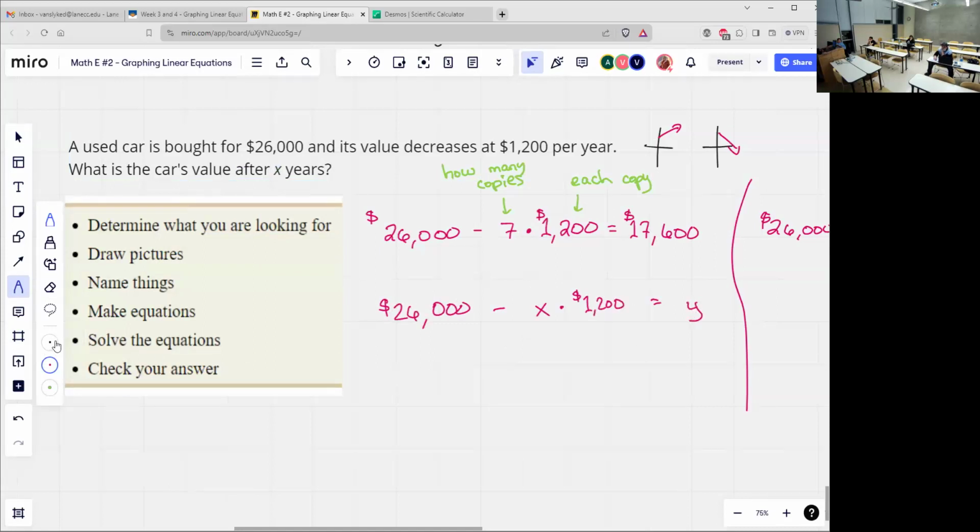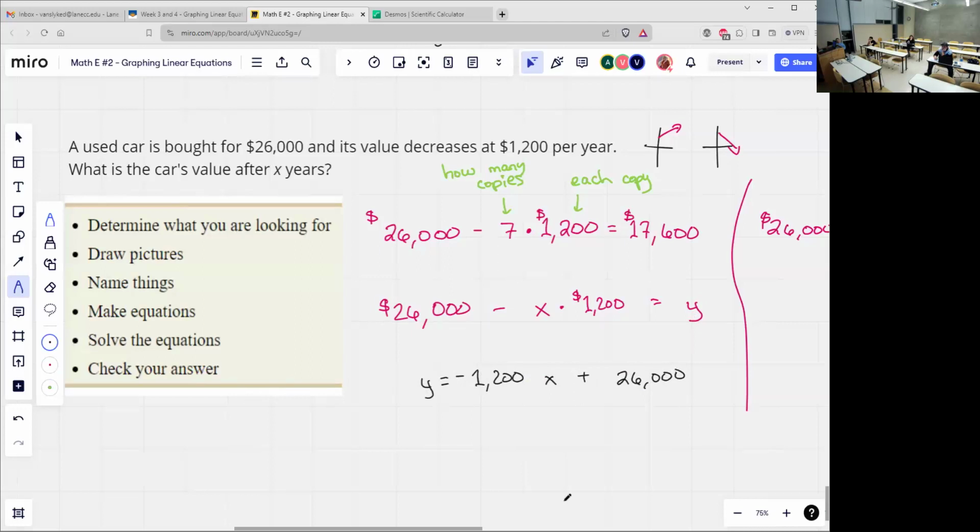Equal and so on, or if you were on the GED as an answer, to circle. By the way, minus 1,200 X plus 26,000. So why couldn't you do minus 26,000 and leave the 1,200 positive? Because that would mean the value of my car started out some negative amount somehow. And it got more valuable over time.